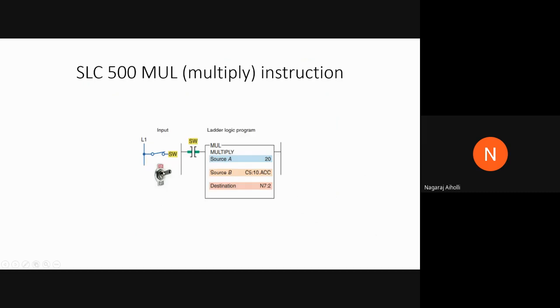When the switch SW is closed, this examine-if-closed instruction is true, then the value in the A register is 20. This is multiplied with the value in the B register, and the answer will be stored in the destination register. Suppose the value in A is 20 and the value in B is 10, then 20 into 10 will be 200. That will be stored in this destination register or the memory location.